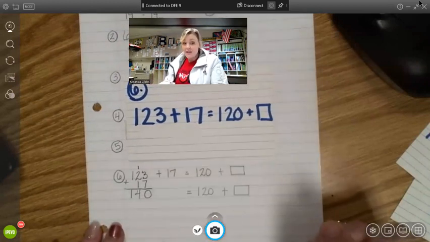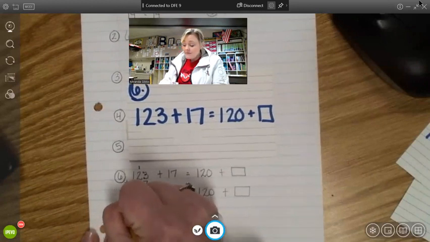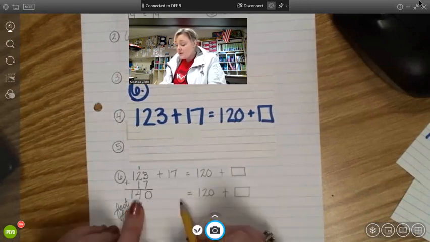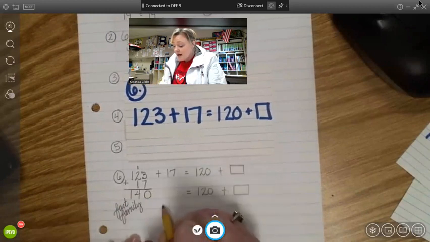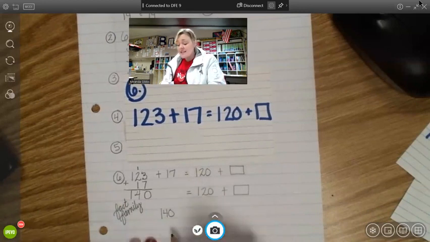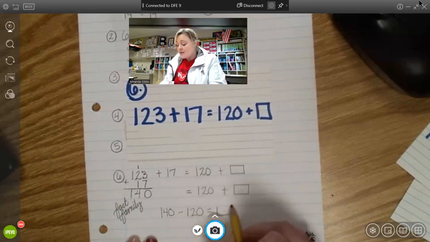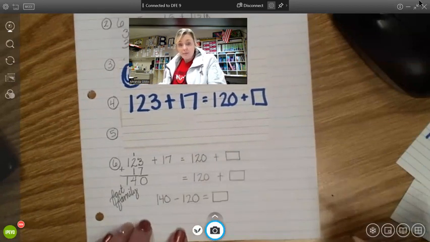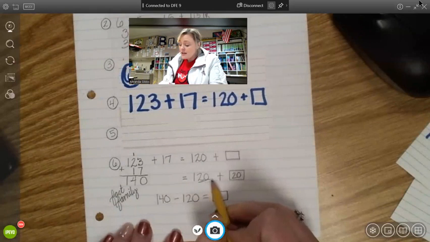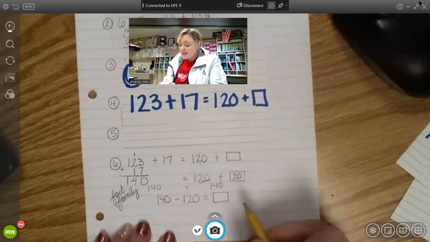And just to show you what that would look like, you do not have to write this. This is a fact family. I know that the opposite of adding is subtracting. So the fact family strategy could look like this. 140 minus 120 would equal the unknown because we're flipping the equation to help us solve. 20 plus 20 is 40. So 120 plus 20 is 140. And that makes our equation balance.